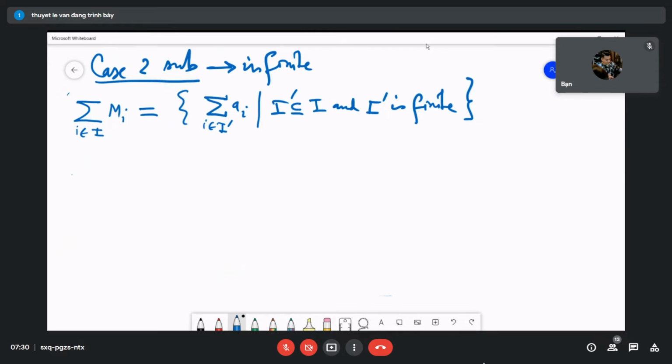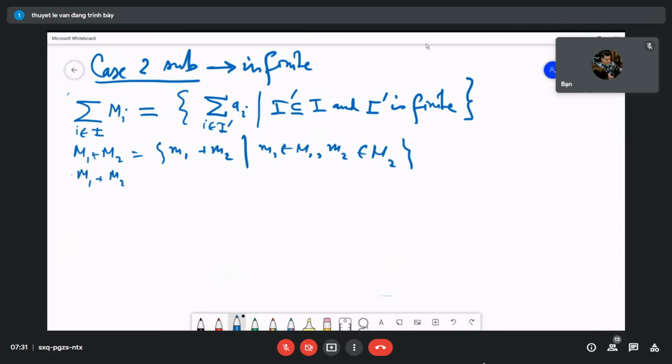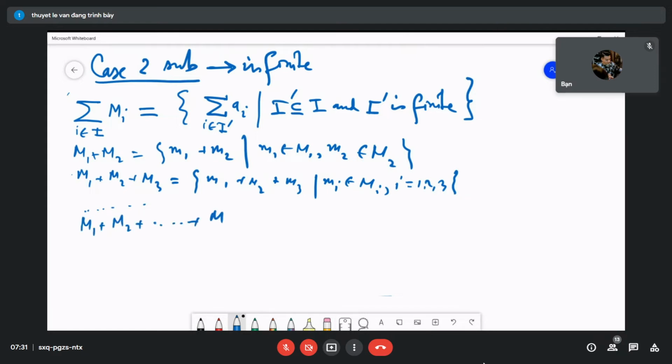to infinite. Okay, when you have M1 and M2, that is equal to M1 plus M2, where m1 is in M1, m2 is in M2. It's easy. And then you have M1 plus M2 plus M3, the same, where mi is in Mi, i equal to 1, 2, 3. Okay, and so on, many. Very easy if you go to M1 plus M2 plus up to Mn.